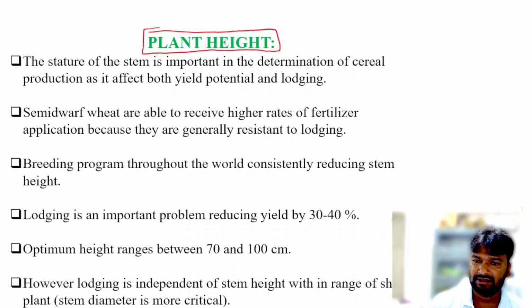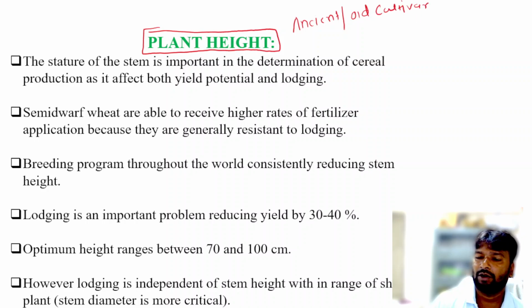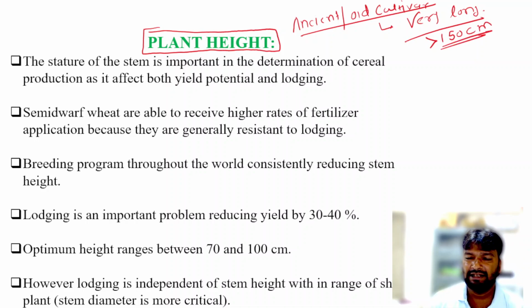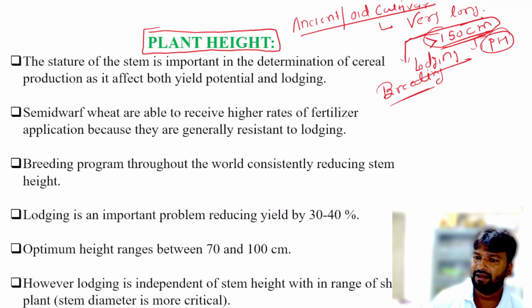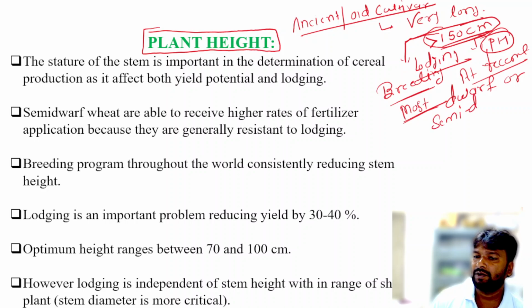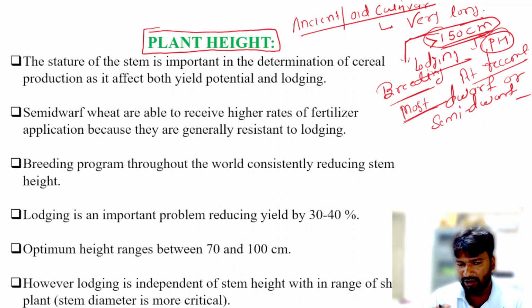So friends, you know that the ancient or old cultivars of the wheat crop are very long type, and they are up to more than 150 centimeter. But in this variety, there is a problem of lodging. So continuous breeding programs targeted to reduce the plant height, and at recent time most of the varieties or modern varieties are dwarf or semi-dwarf type. Okay, so this is very clear why we are talking about the plant height.